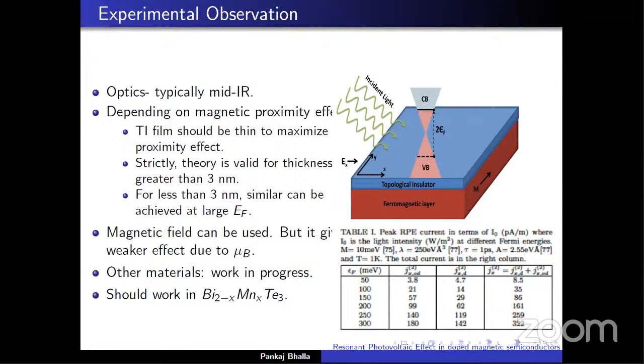Now, why have I not used a magnetic field? Why am I using only in-plane magnetization? The reason is that if we take the magnetic field, we can get a current, but the magnitude can be small because of the Bohr magneton in the picture. So just to increase the magnitude, we have considered the in-plane magnetization. In other materials, this effect can also be observed.